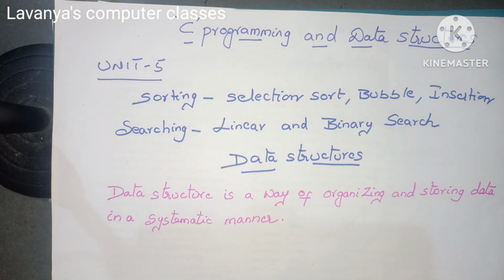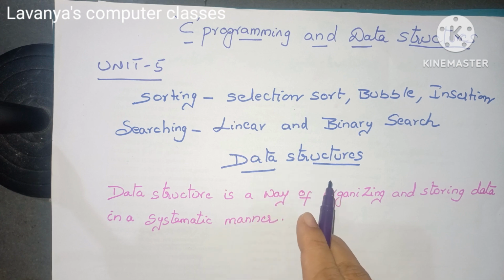Almost all the units are similar to CSE students and the remaining branches, but in Unit 5, sorting and searching, these two topics are similar to CSE students, but the last chapter is data structures. So now in this video, I will explain data structures. This is the Unit 5 last chapter for civil students.